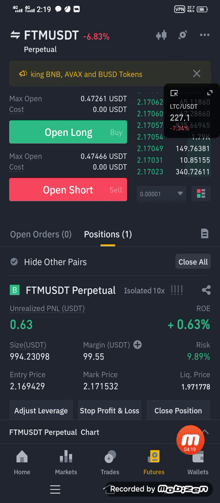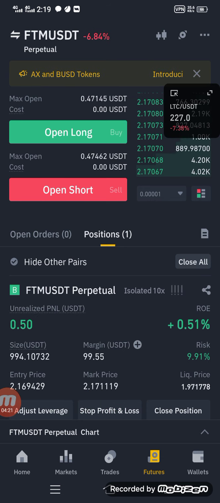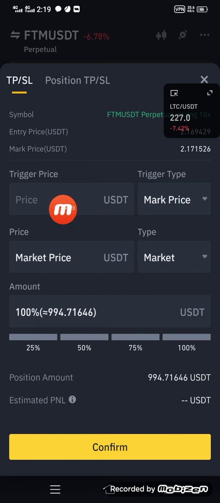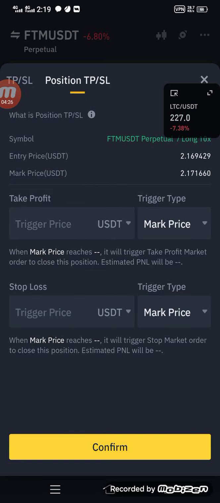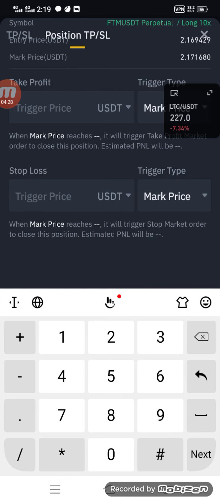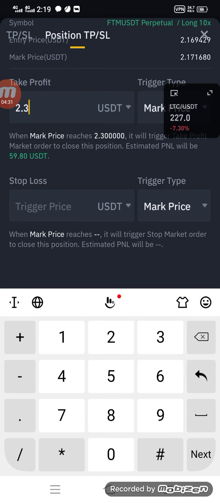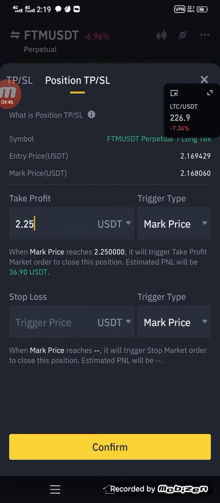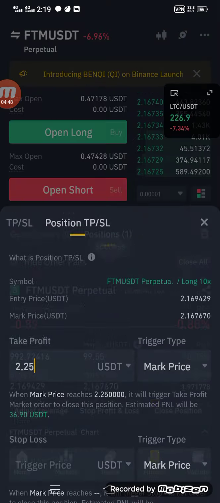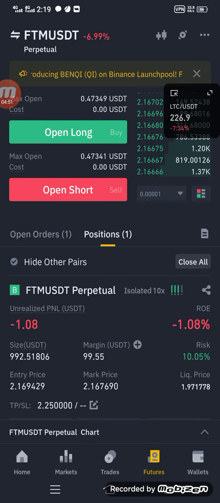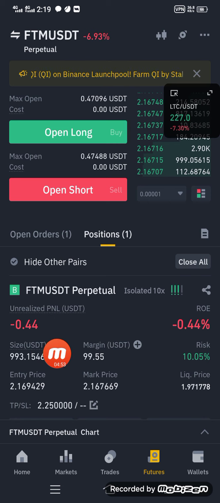I'm going here to this place, stop, okay, and then here, position, I will take it at 2.36, at 2.33, it's okay, or this one is okay also, or this one is okay. Now I can click on confirm. If it reaches this price, my loss is started now.